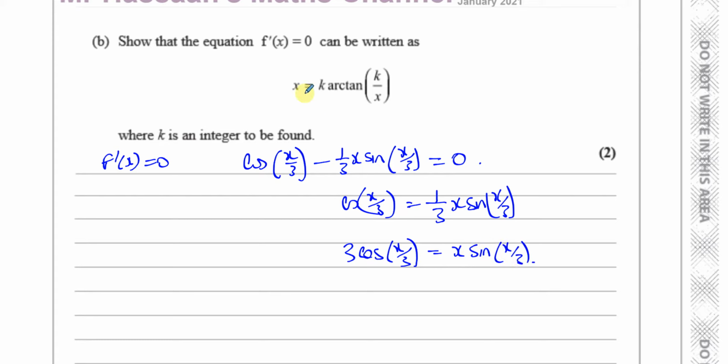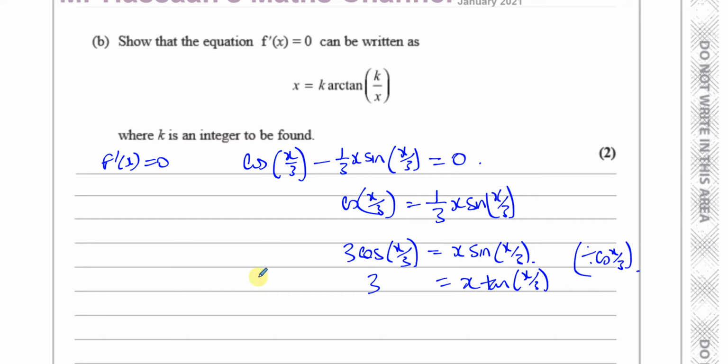So what do I have to show? x equals k arc tan k over x. So I can see I'm going to get a tan here if I do sine x over 3 divided by cosine x over 3. So if I divide both sides by cosine x over 3, I'll have 3 equals x times tan x over 3.